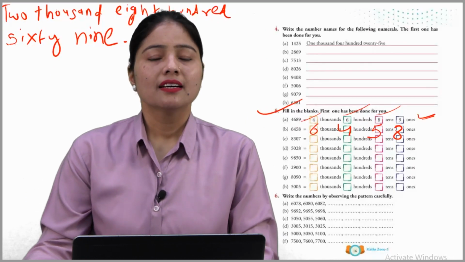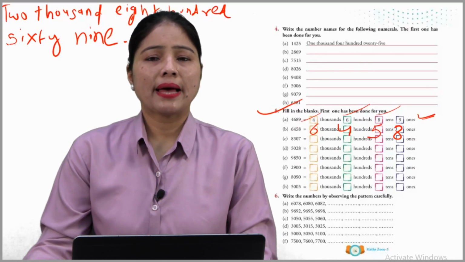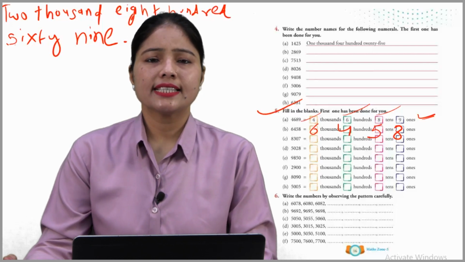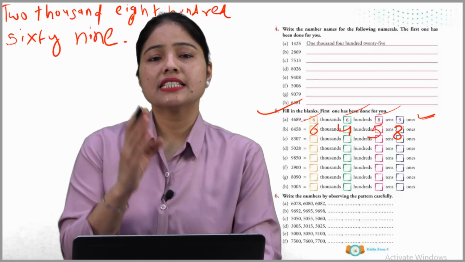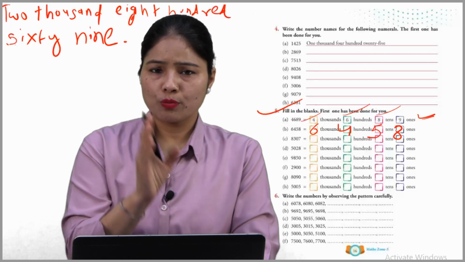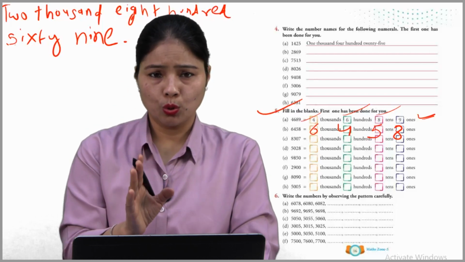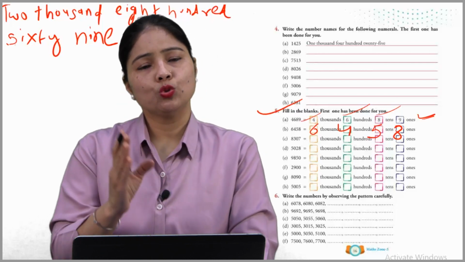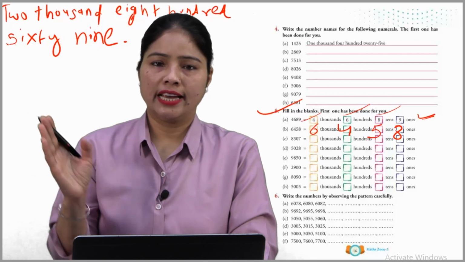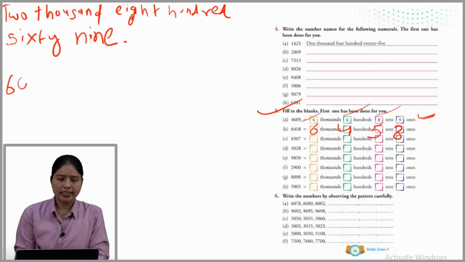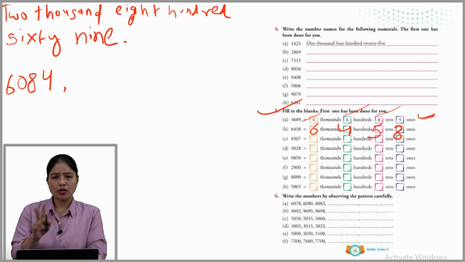Question number 6. Write the numbers by observing the pattern carefully. So this is a pattern. Okay, so first one is 6078. After this 6080. And after that 6082. So if you observe the numbers, then you will get to know that there is a gap of one number between them. So you just leave one number between them and just move ahead. So after 6082, children, after 6082, 6084 comes. It has a gap.